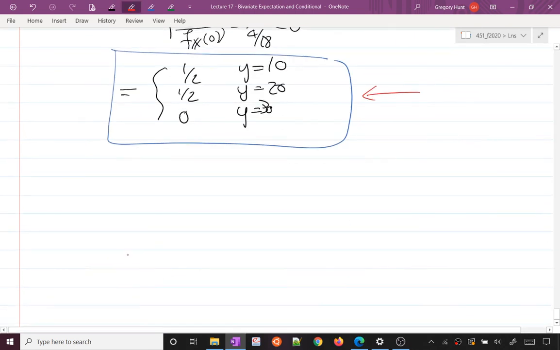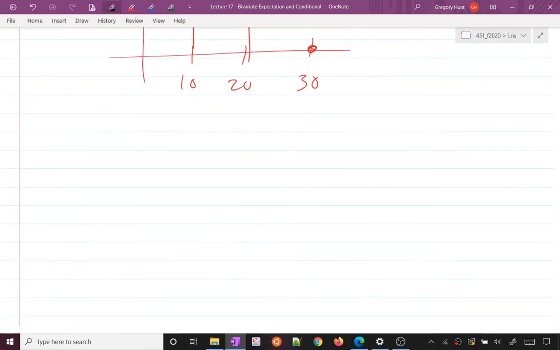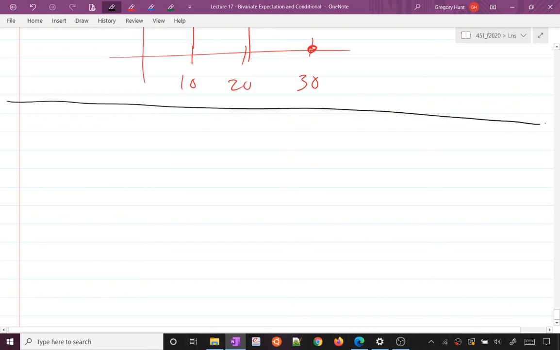So you could draw this out as a stick diagram. This is the y given 0. That is the Pmf of y given x is 0, at 10, 20, or 30. We have 1/2 of being at 10, 1/2 of being at 20, and 0 of being at 30. So this is the discrete case. The last thing we're going to do in today's lecture is say, what about the continuous case?